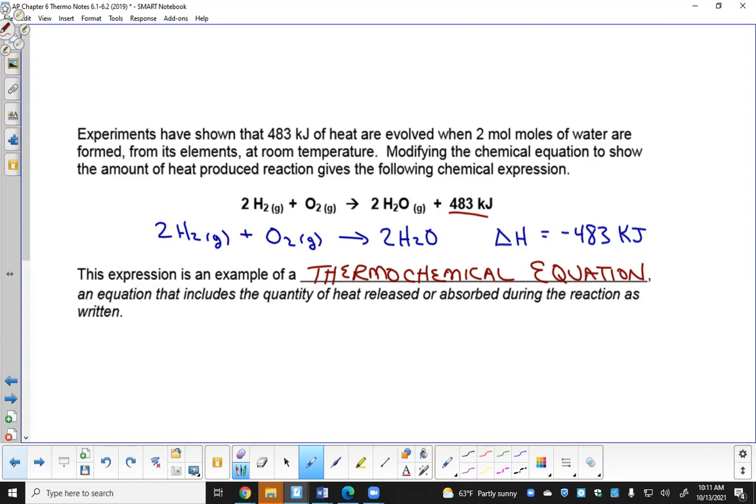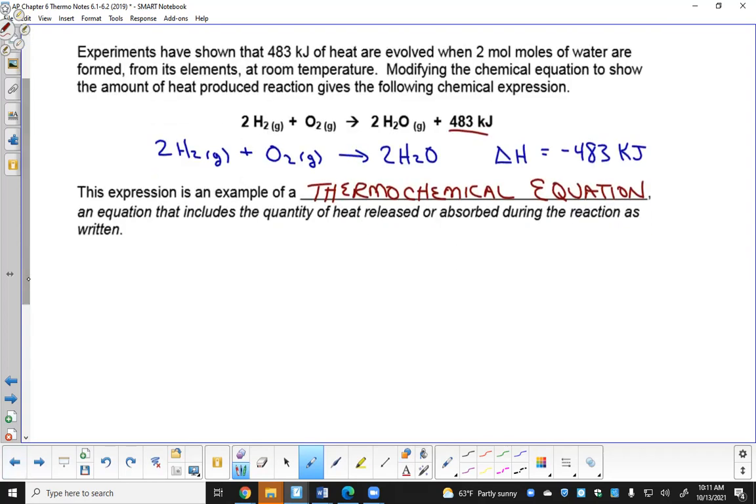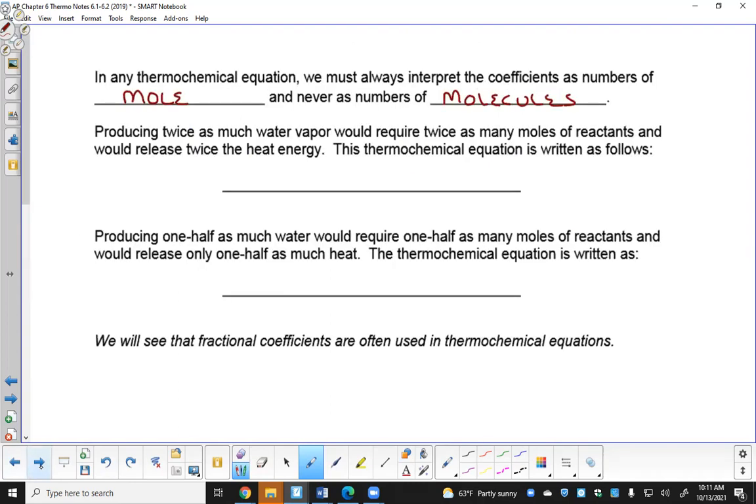If we were doing just 2 individual molecules and 1 molecule and 2 molecules, that would be an incredibly small number, probably measured in joules and millijoules or microjoules or nanojoules, but it would be a really small amount if we were talking about individual particles. So the coefficients represent moles, and the energy that we get corresponds with those mole-to-mole-to-mole ratios. Then it's also true that producing twice as much water vapor would require twice as many moles of reactants and would release twice as much heat energy.